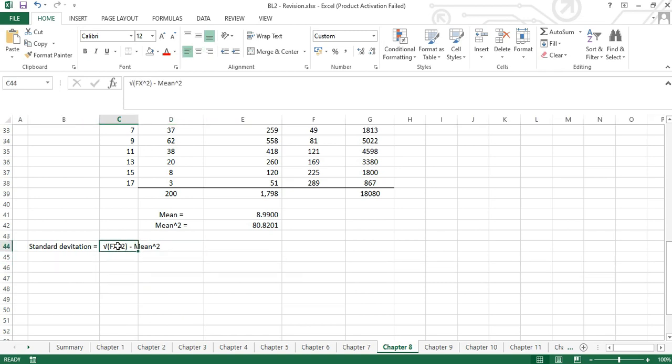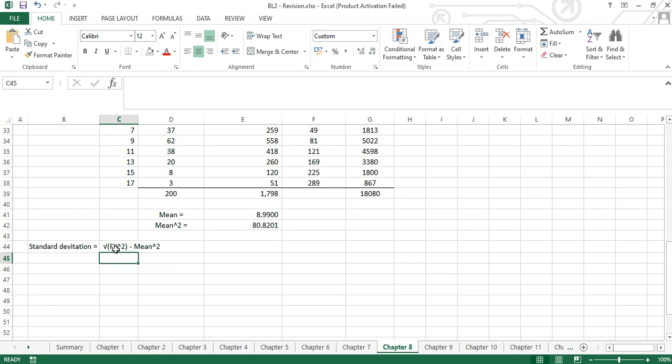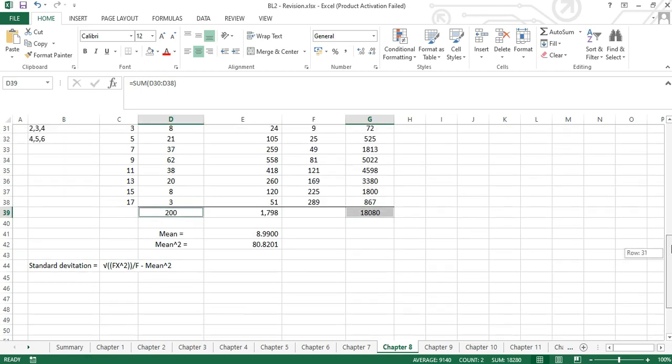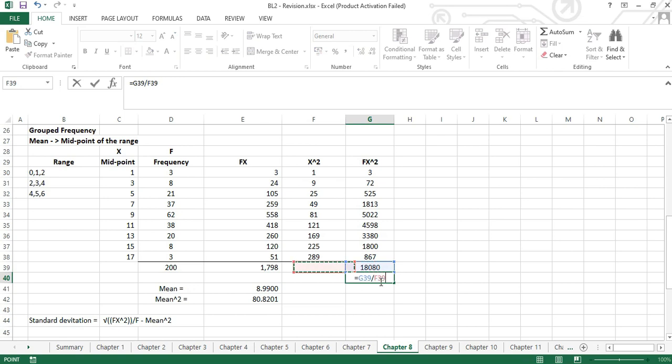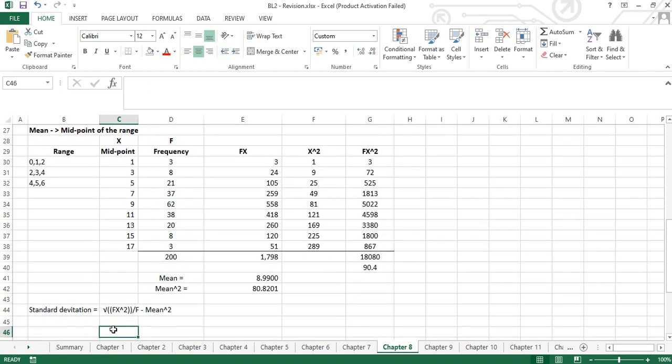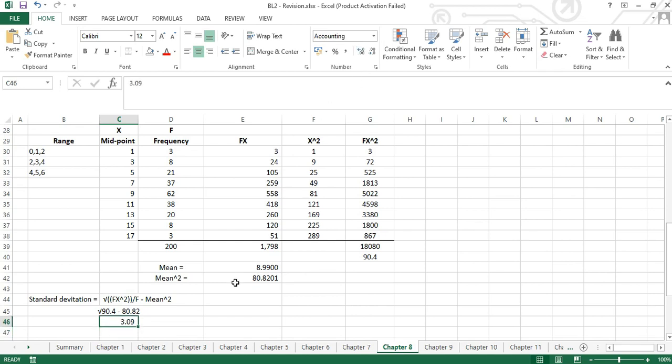Actually, you should divide sigma fx squared by the frequency. I missed that in the formula. Therefore, fx squared divided by the total frequency is 18,080 divided by 200, which is 90.4. So this is basically the square root of 90.4 minus the mean square of 80.82. What is the answer? 90.4 minus 80.82, the root of it is 3.09. So 3.09 is your answer.